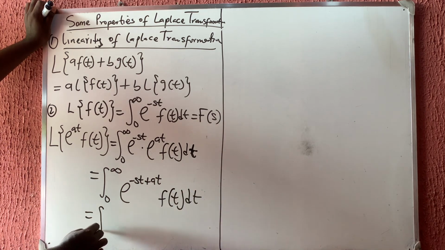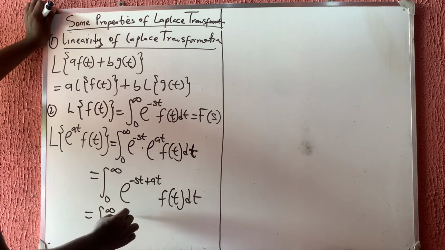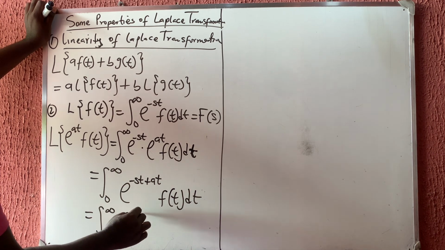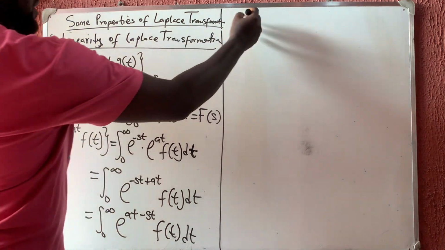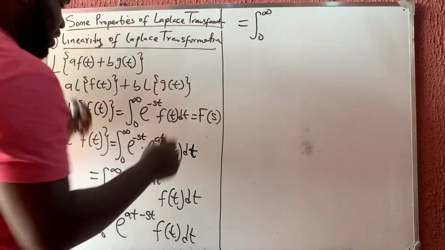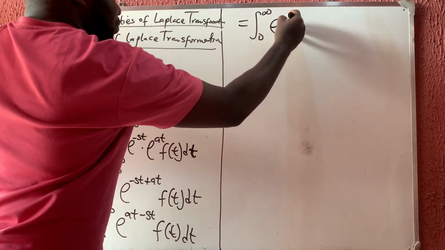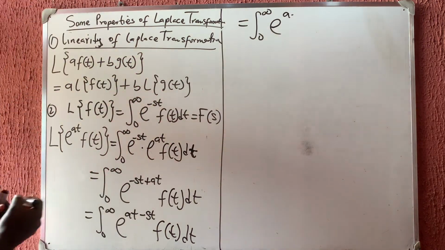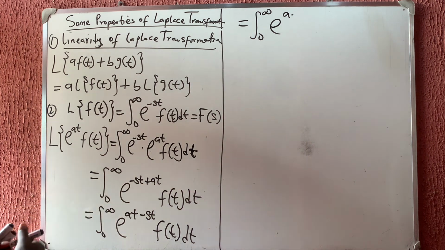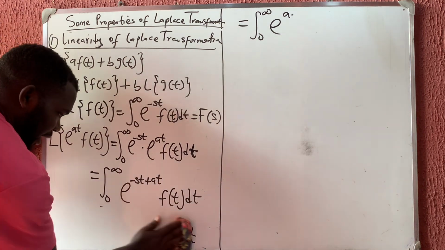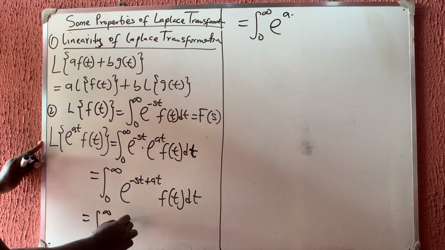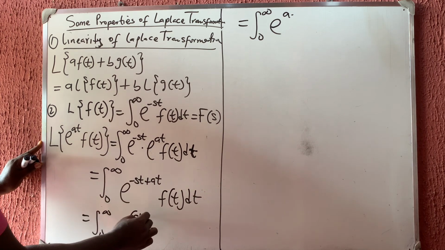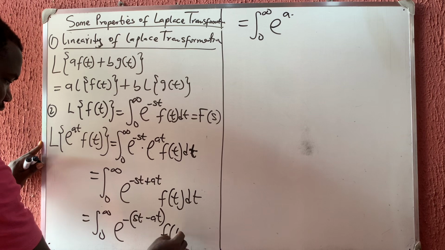So this is giving me finally the integral from 0 to infinity of e raised to power at minus st, then f of t dt. Now they have t in common, so I can write it as e raised to power a minus s, the s minus a. According to Laplace, minus is always coming out, so let us arrange this well. So we bring out the minus: the integral from 0 to infinity of e raised to power minus st minus at, then f of t dt.